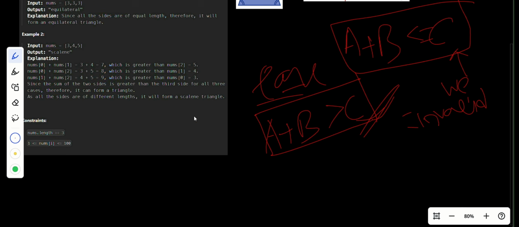For an equilateral triangle, it's very simple. We have to check whether all three are the same or not. An if statement is enough. If all three are not equal, we'll move on. Isosceles is also very simple. We'll check if any two sides are equal, and we'll return that it's an isosceles triangle. We have to return a string value. So we'll directly go to the code and check what the code is.